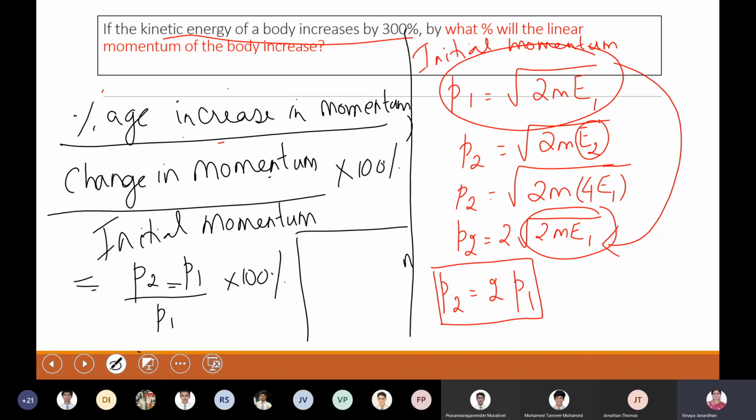So what will be the answer? P2 is 2P1, right? Minus P1 divided by P1 into 100%. So what will you get? 100%, answer is 100%.